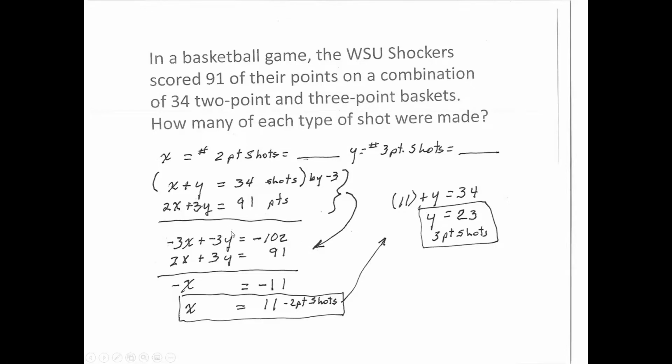We find an opposite pair by multiplying the top equation by -3. We add the equations, -x equals -11, so positive x equals positive 11. So there are 11 2-point shots. Then we figure out the number of 3-point shots. We substitute the 11 into my first equation, and we get y equals 23 3-point shots.